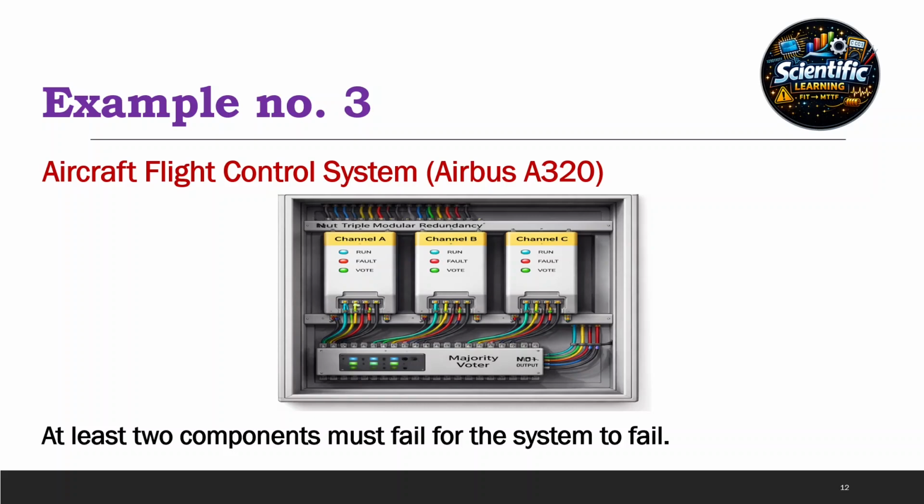Now these kind of configurations also have voters in them. They are called majority voters. Who does this? Basically selection of two healthy components in the system.